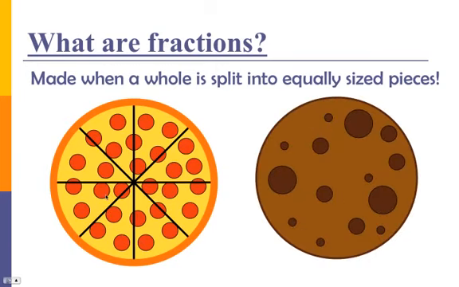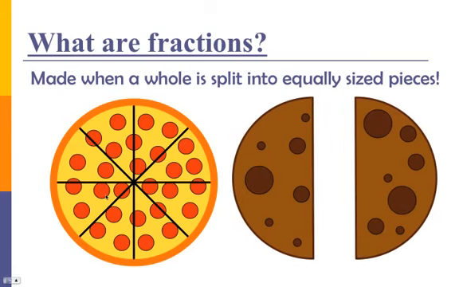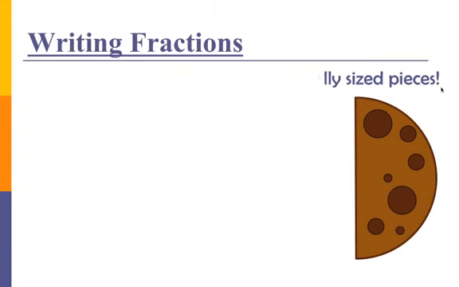Here, chocolate chip cookie, another favorite. Well, if I wanted to break that up, I can actually cut it in the middle and break it up into 2 pieces. And each of these pieces is 1/2. But again, what I'm trying to stress is that when you break these wholes up, they're broken into equally sized pieces. That's the most important thing to remember.